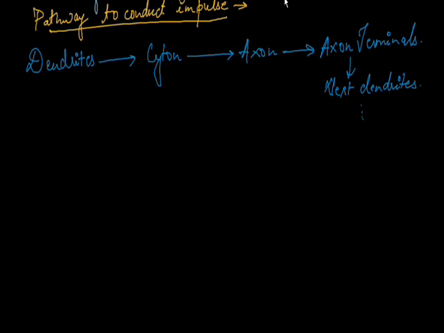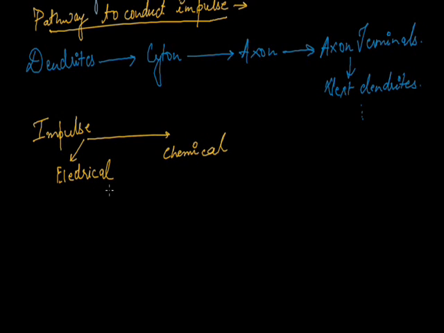Likewise, the impulse transmits. Next, there are two types of conduction. The impulse can be of two types: electrical and chemical. Electrical, when sodium potassium channels are present. So in form of sodium potassium channels, the ions are transmitted.